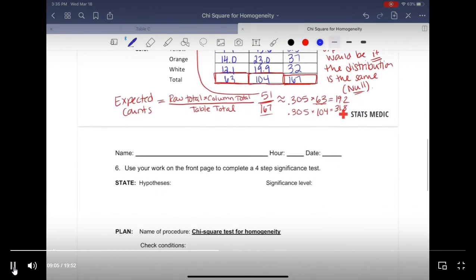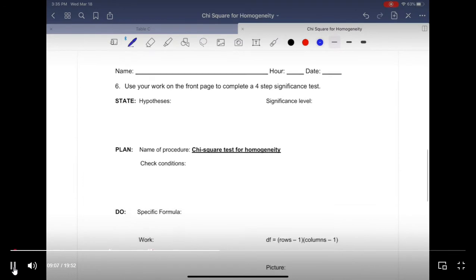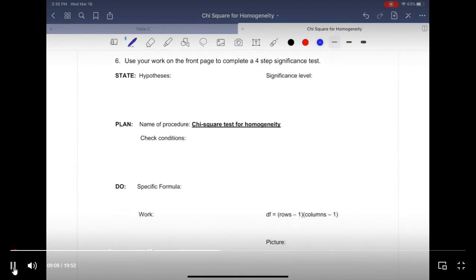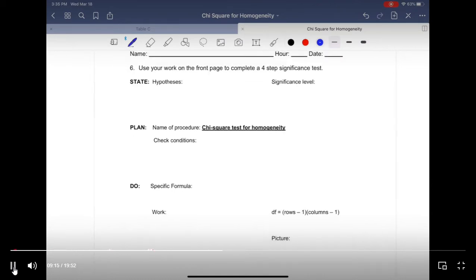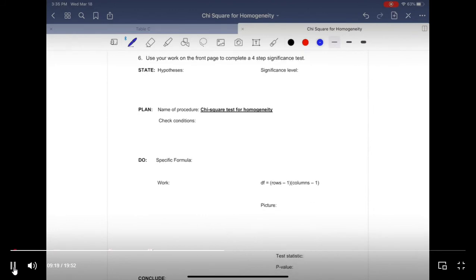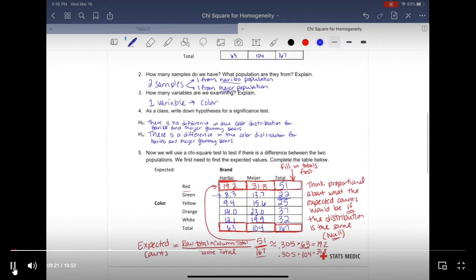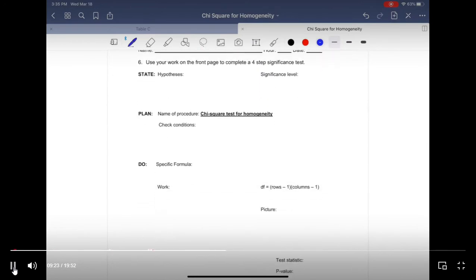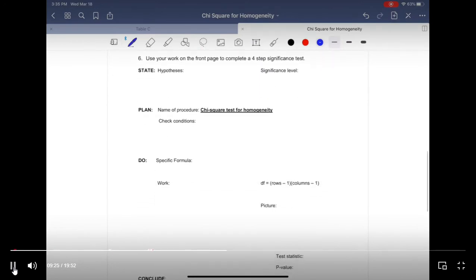Okay, so on to the next page. What we're doing here is turning everything into a full 4-step significance test. Pause the video, and I'd like you to work through this entire page. You're really just putting all the pieces together from this first page, so a lot of the parts are already there, but combining it with what you know from the last couple of lessons on chi-square. Take a few minutes to work through that, and then push play when you're ready to go over the answers.